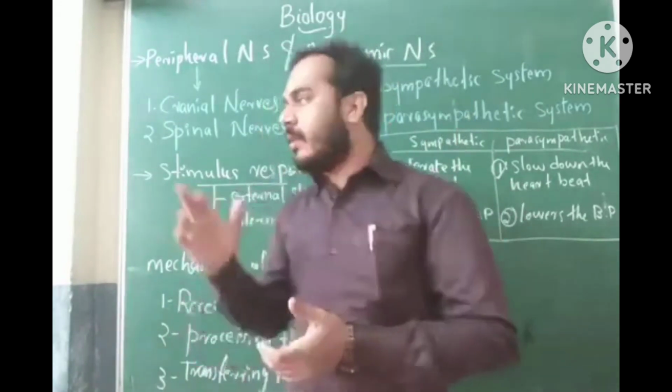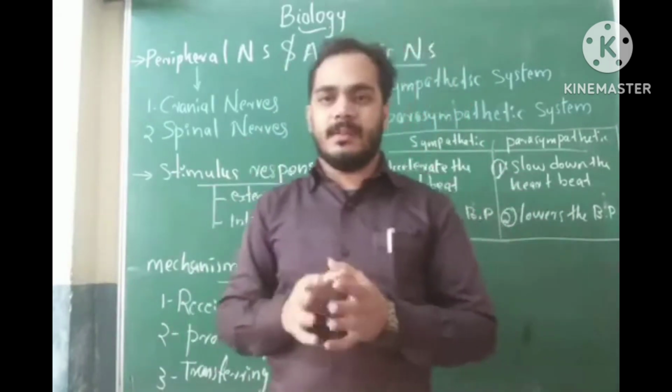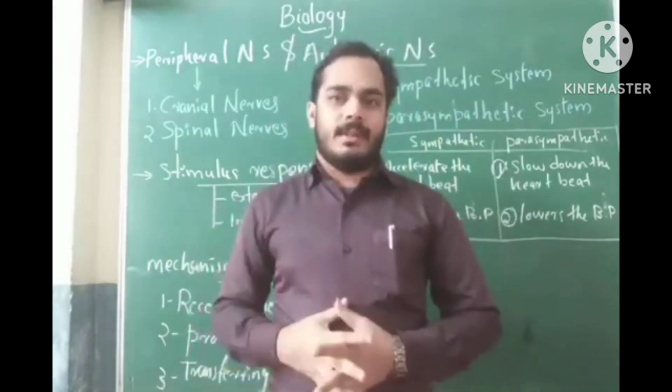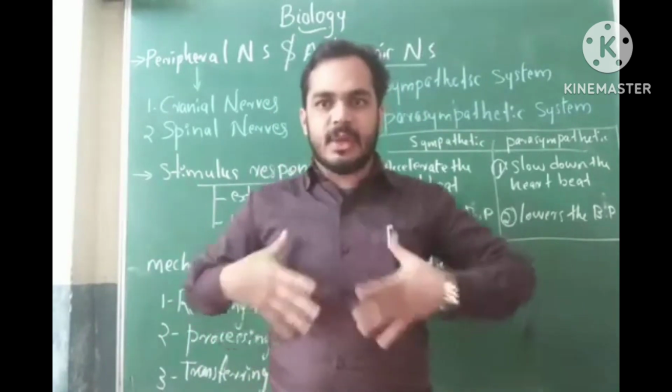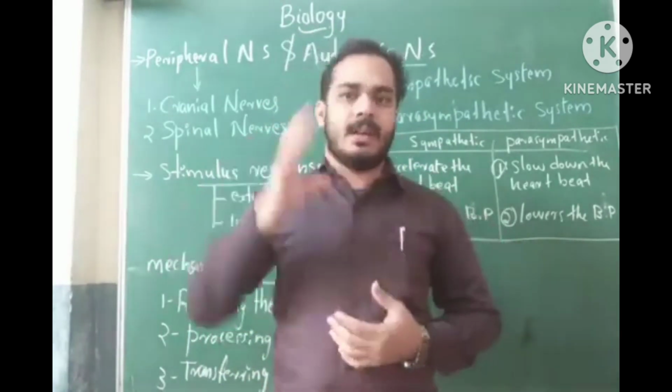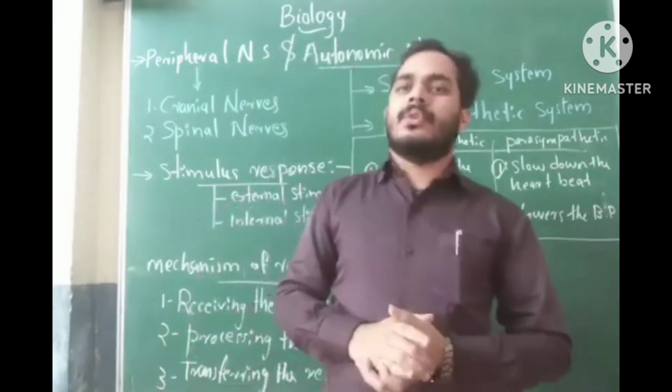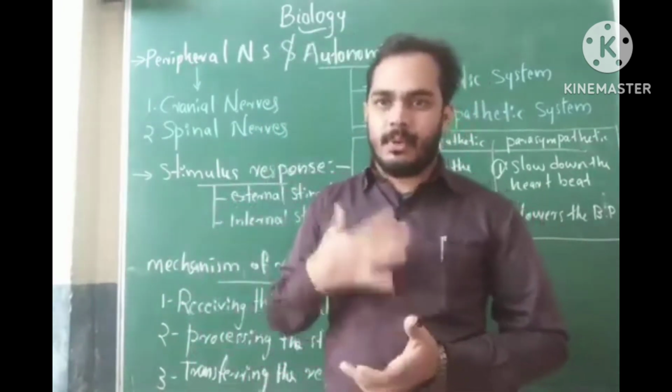And the next one, the spinal nerves. The spinal nerves are present all over the body, distributed everywhere except the head. There are 31 pairs of spinal nerves in the human body.